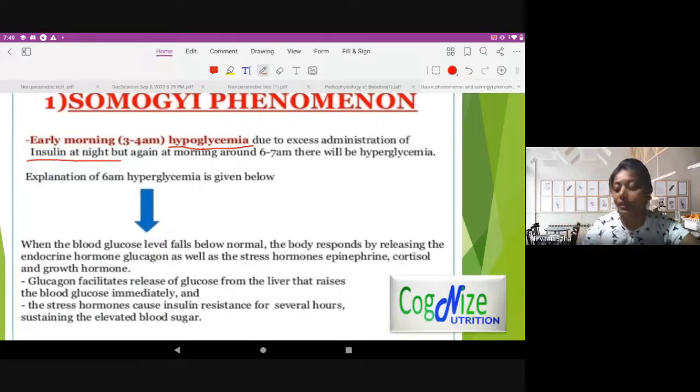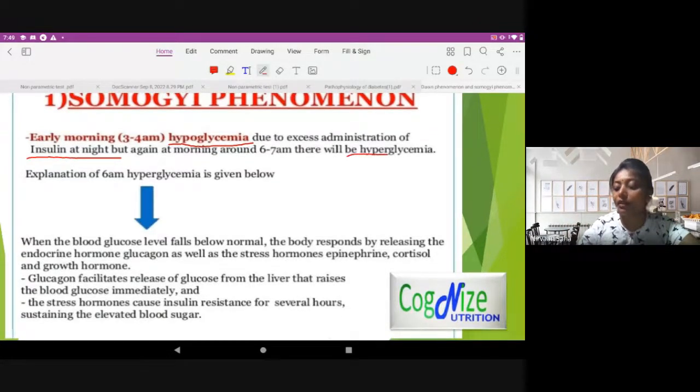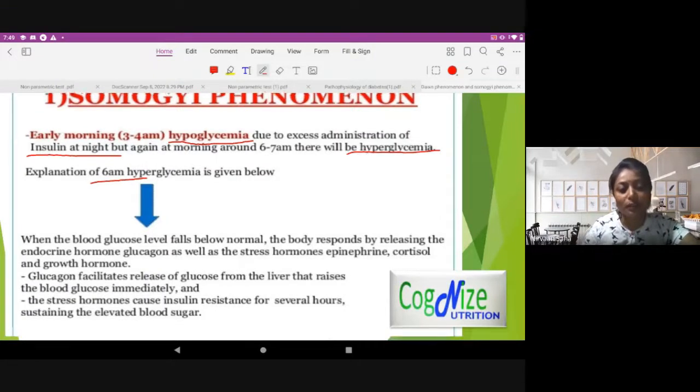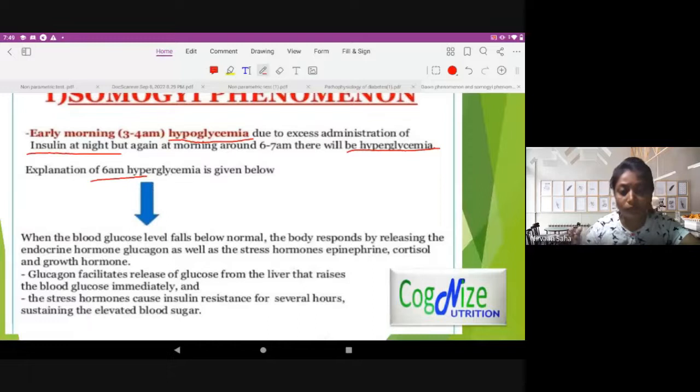And then in the next stage, you find that there will be hyperglycemia because your body will act upon it and your body will increase the glucose levels. So in the early morning, around 6 to 7 a.m., what you get to see is that the blood glucose level, which fell down in the overnight situation, is now responding and increasing.